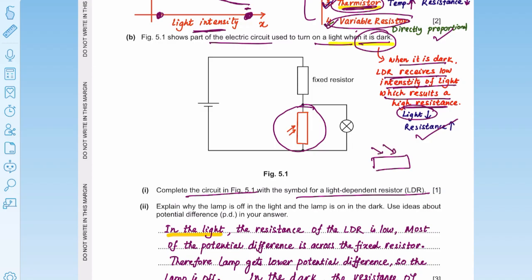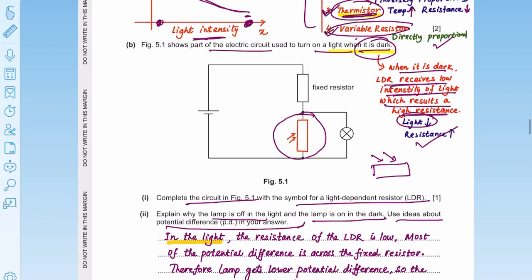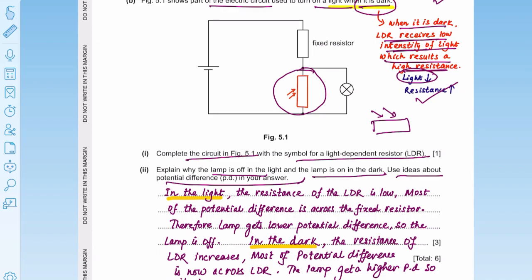Okay, yes. Explain why the lamp is off in the light and the lamp is on in the dark. Use ideas about the potential difference in this one. See, the question is to explain why the lamp is off in the light and on in the dark, using the idea of potential difference. Listen carefully. In the light, what happens? The resistance of the LDR is low, okay. Most of the potential difference is across the fixed resistor, therefore the lamp gets a lower potential difference, so the lamp is off.